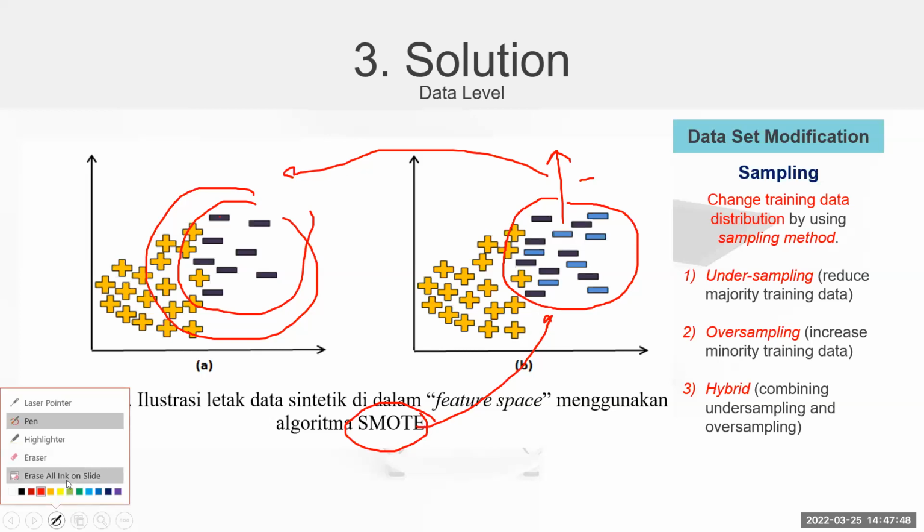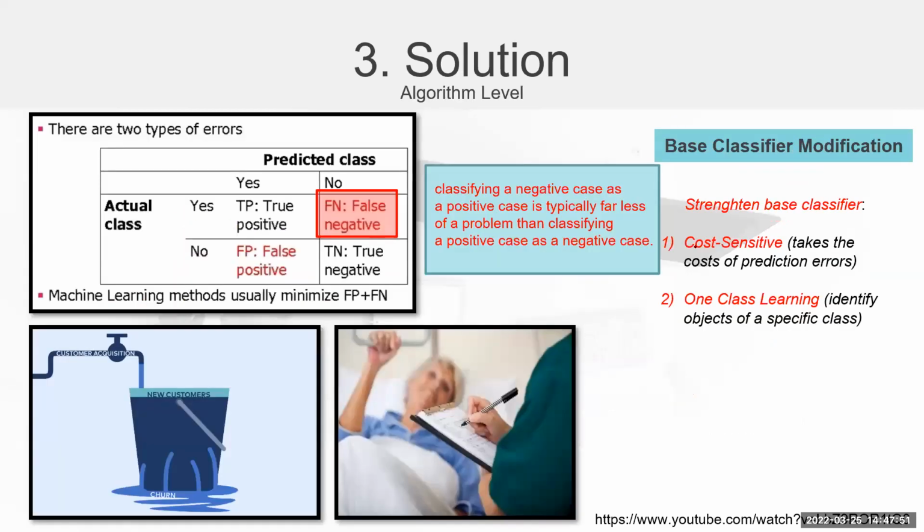Okay, I think that's it for SMOTE. Okay, how about the algorithm level? At the algorithm level, the data is the same. We do not do any processing on the data, but we modify the algorithm. The principle is that classifying a negative case versus a positive case is typically treated differently.